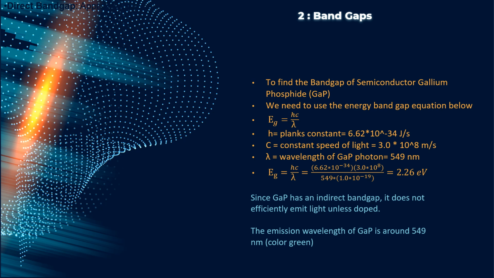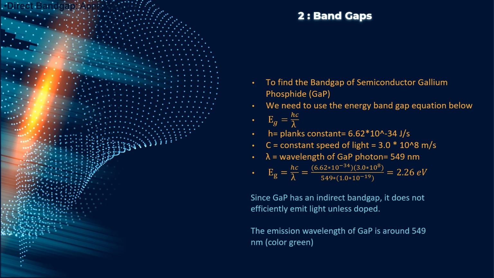In this slide, we discuss how to calculate the energy band gap of gallium phosphide, or GaP, which is our semiconductor material. To determine the band gap, we use the formula E equals h times c over lambda. Here h is Planck's constant, 6.62 times 10 to the negative 34 joules per second. c is the speed of light, which is 3.0 times 10 to the 8 meters per second. And lambda is the wavelength of GaP's photon, giving us 549 nanometers. Substituting these values into the formula, we calculate the energy gap as 2.26 electron volts.